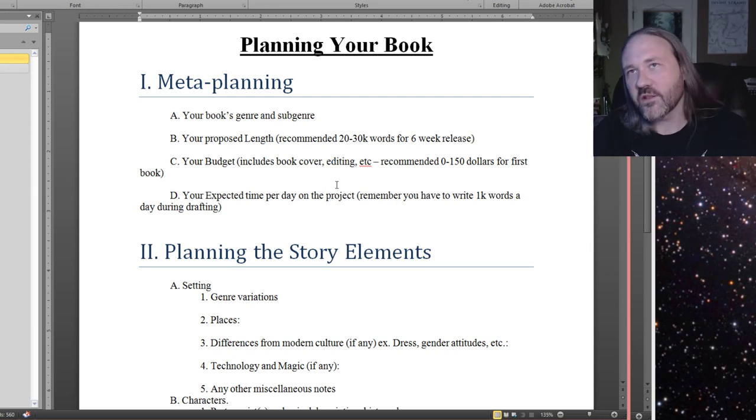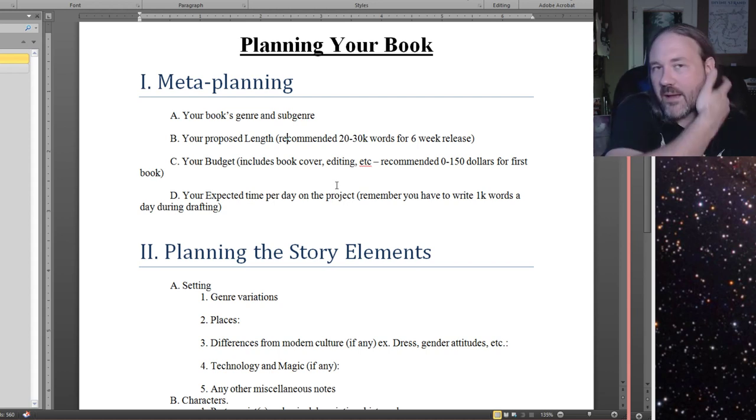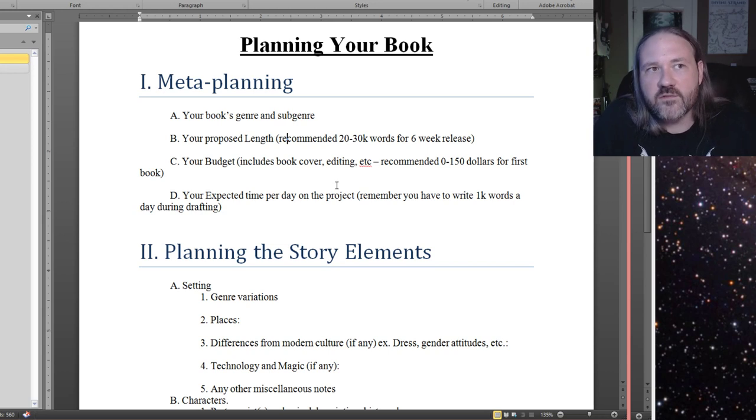Proposed length: 20 to 30K words is the length I'm recommending. Of course, you can do longer. It's up to you. You can do whatever you want. If you want to write that 100,000 word book this time, go for it. It's just going to take you longer to complete in general, and that's not a bad thing. It just means that you'll be working on this for a while.